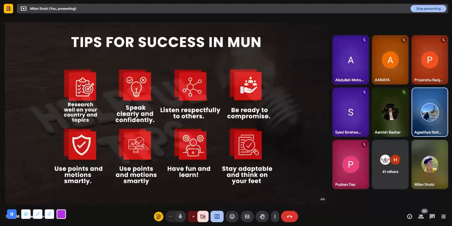Then use points and motions smartly. Master the rules of procedure: when to raise a point of information, a motion for a moderated caucus, or a motion to adjourn.